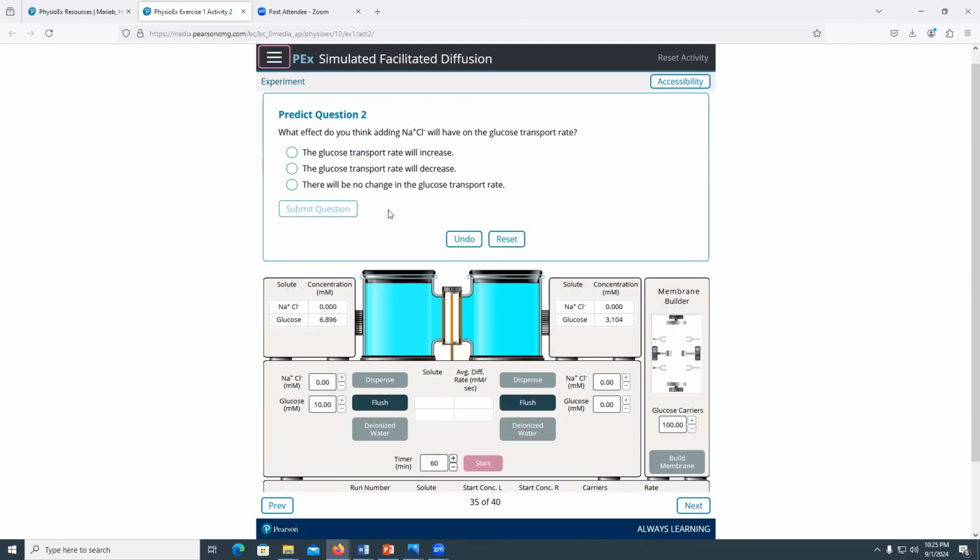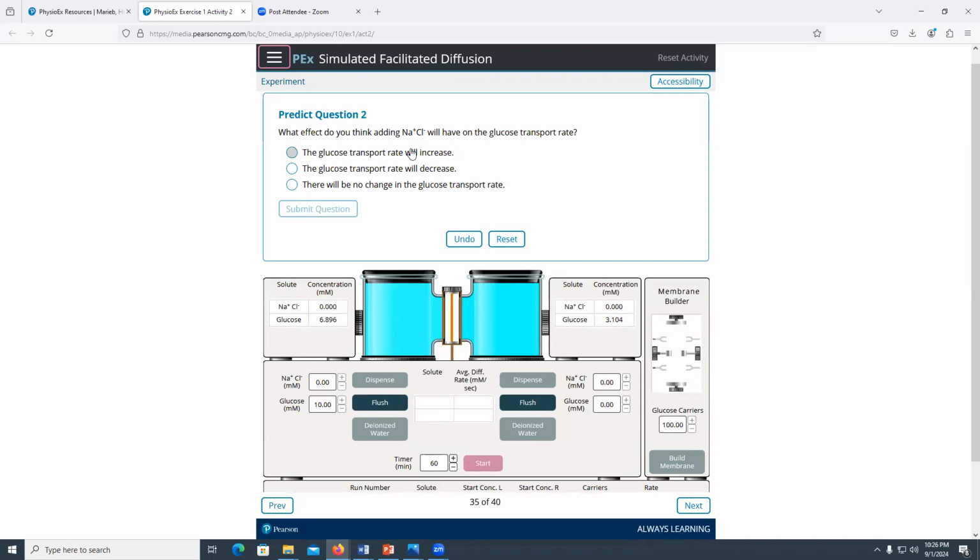Okay, what effect do you think adding sodium chloride will have on the glucose transport rate? Sodium chloride has nothing to do with the transport of glucose. We know that, for example, if this was a sodium potassium ATPase, the more ATP you add, the faster the reaction rate will be. The more you deplete ATP, the slower the reaction rate. So what effect do you think adding sodium will have?